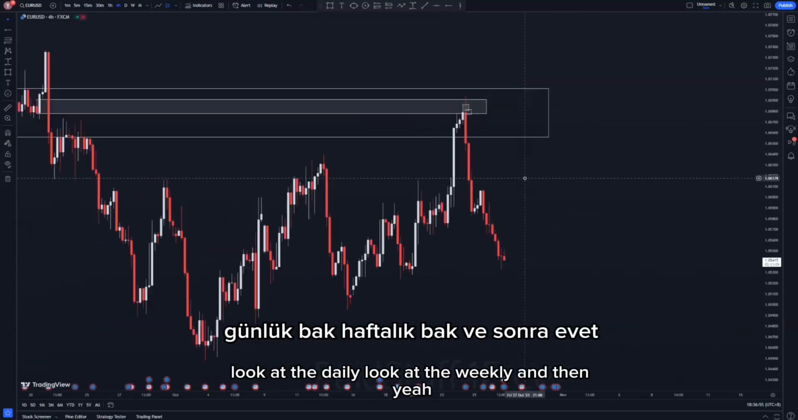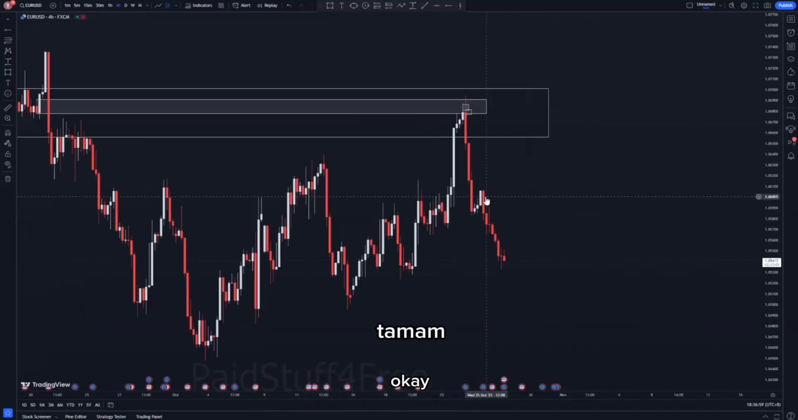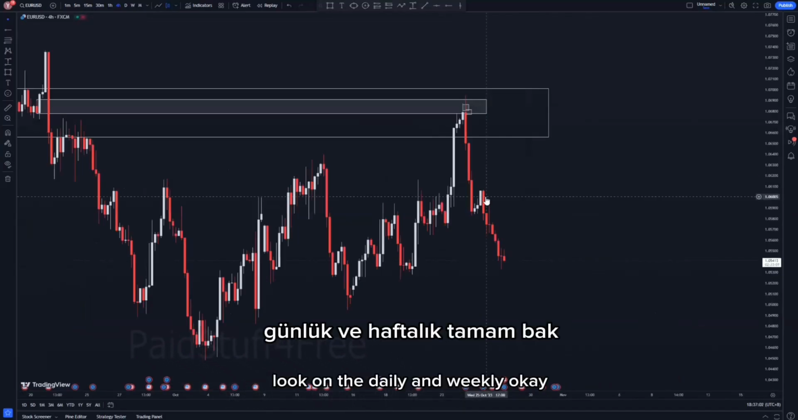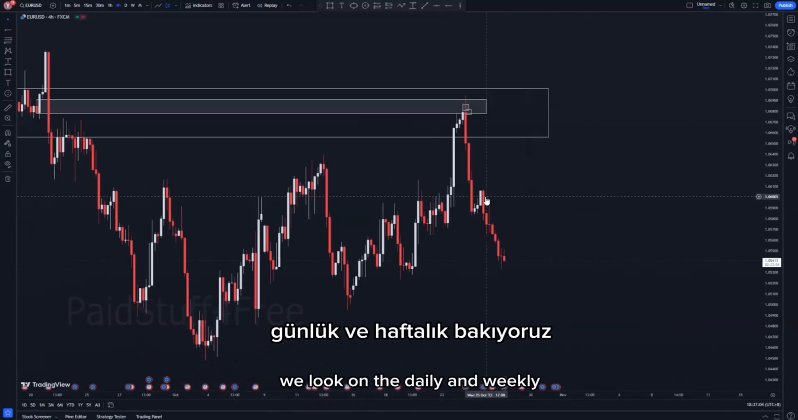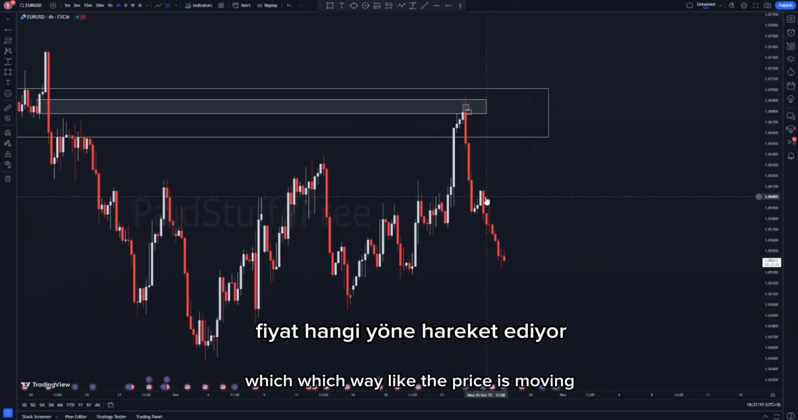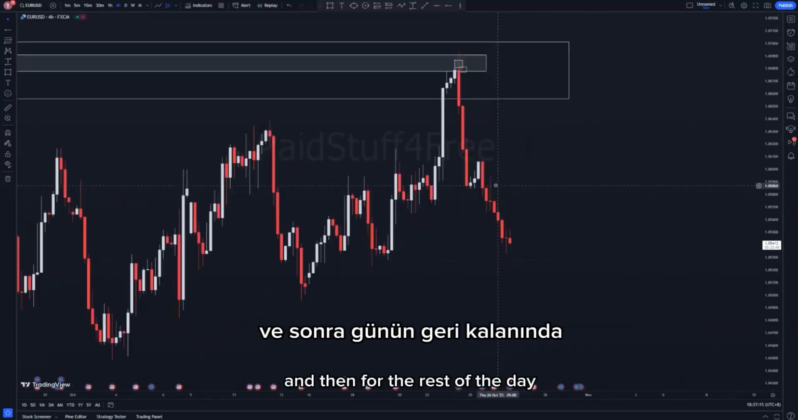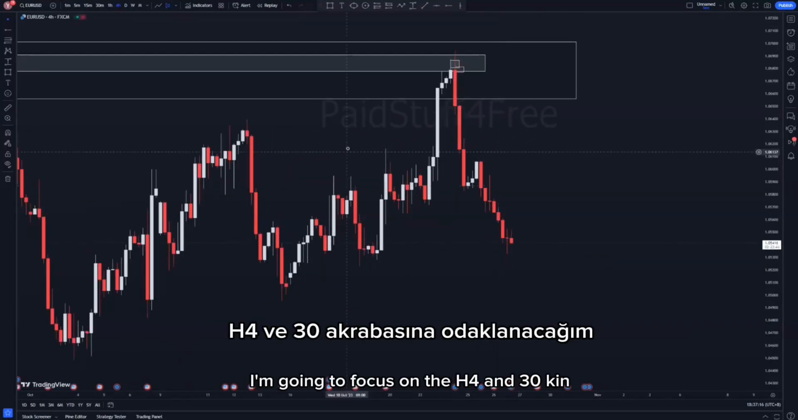Yeah, look at the daily, look at the weekly, and then start to focus on the H4. Okay. We look at the daily and weekly just to identify which way the price is going, which way the price is moving. That's it. And then for the rest of the day, I'm going to focus on the H4 and I'm trading.